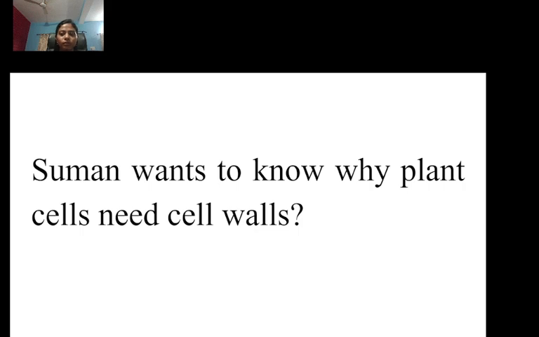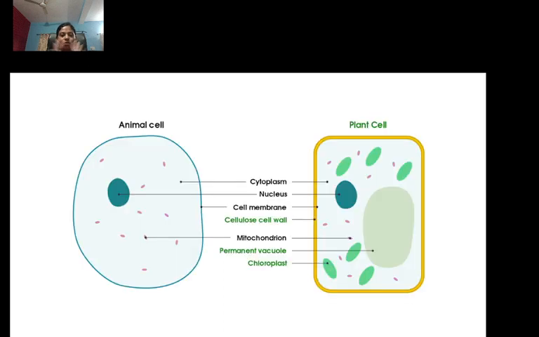Don't know? Okay, fine. For this, just see this image. What difference are you getting between the animal cell and the plant cell? Just observe this first. What difference do you see between the animal cell and the plant cell? Just observe.